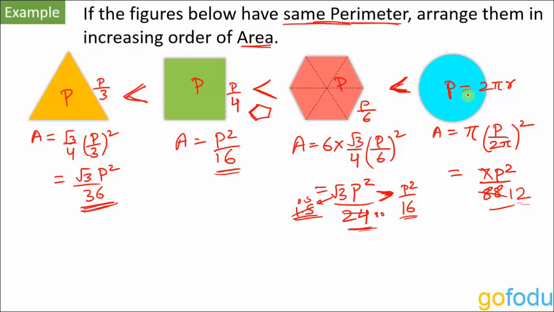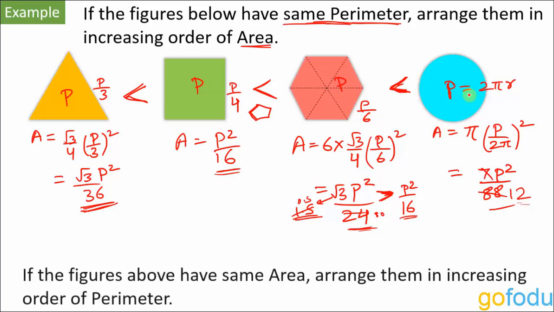Now let's change the question a little bit. What if the area is same? If the area is same and we have to arrange them in increasing order of perimeter, then the order will get reversed. The order will be just the reverse of this. We will have a circle with the smallest perimeter, then hexagon, then a square, and then triangle. For a fixed area, circle will have minimum perimeter.